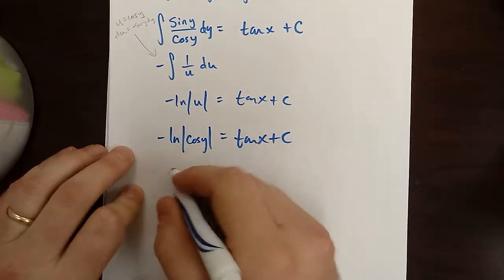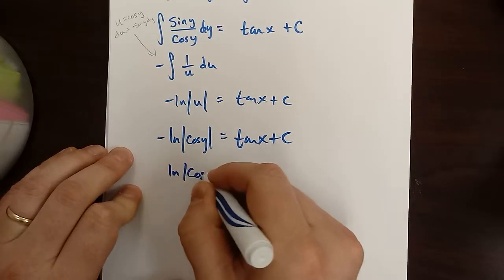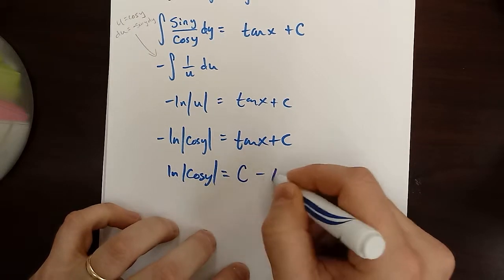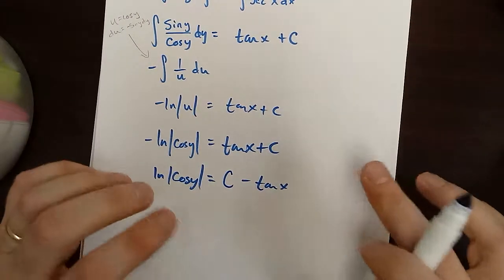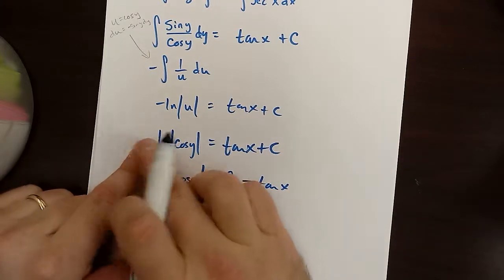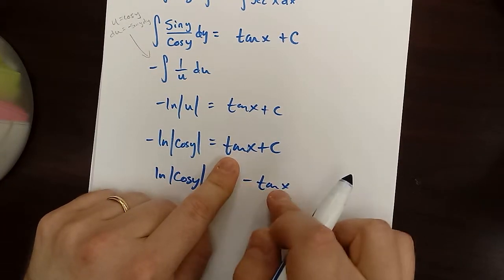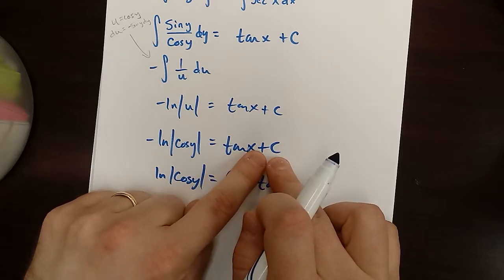So I'm going to divide both sides by -1. I'm going to get the natural log of the absolute value of cosine of y is equal to, I'm going to say c minus tan x. That might sound weird at first, but if you think about it, we're dividing that by -1, then we're dividing this by -1, so it turns into negative tangent, and we're dividing a c by -1.